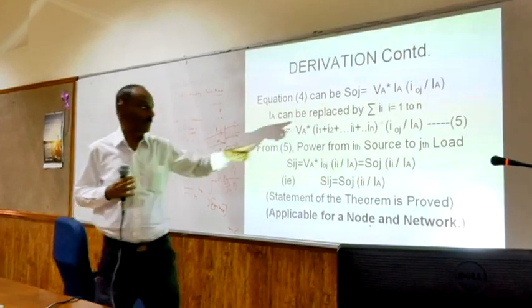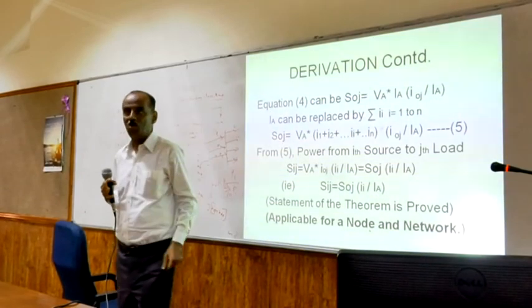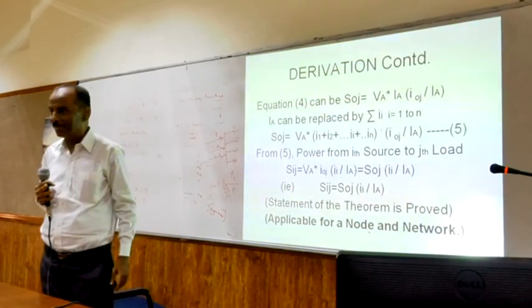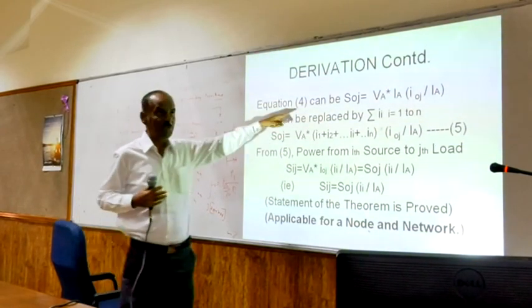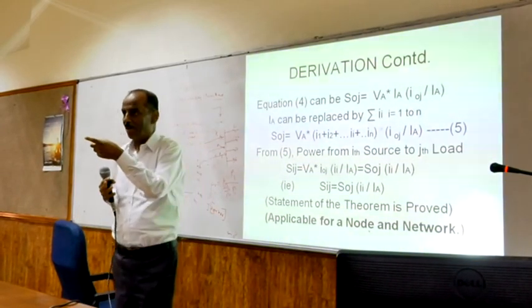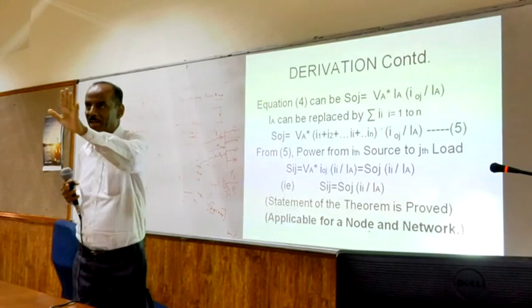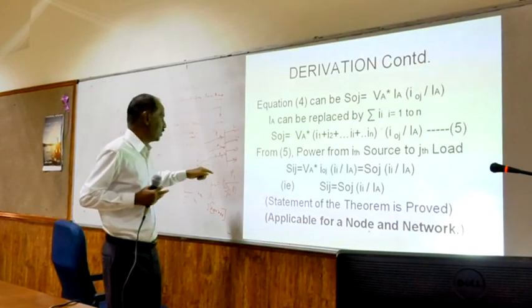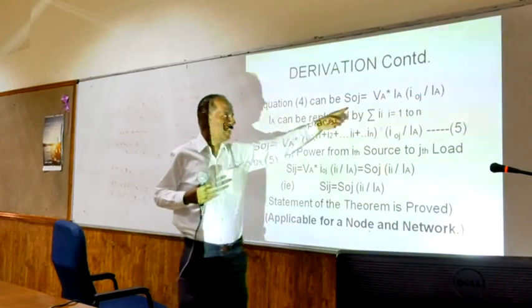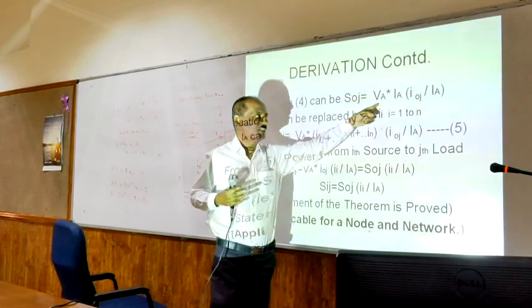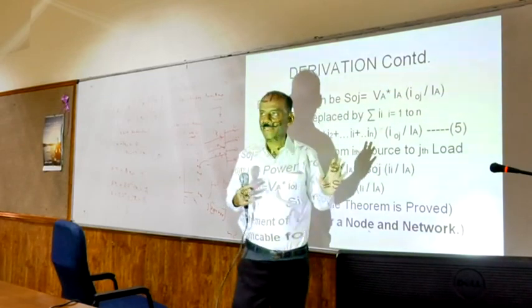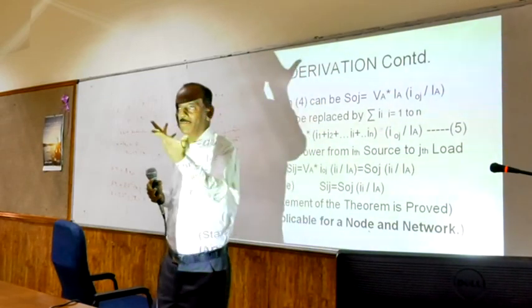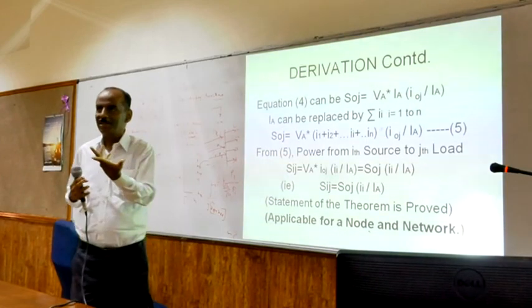But I am going to start from here. You can ask a question, sir, why did you multiply with IA by IA? That's why, from the basic principle, I arrived at this equation. Now you understood. Straight away I can write the SOJ power, that is, the jth load power, equal to node voltage into this current. We can just multiply by IA by IA. Do not change anything at all.